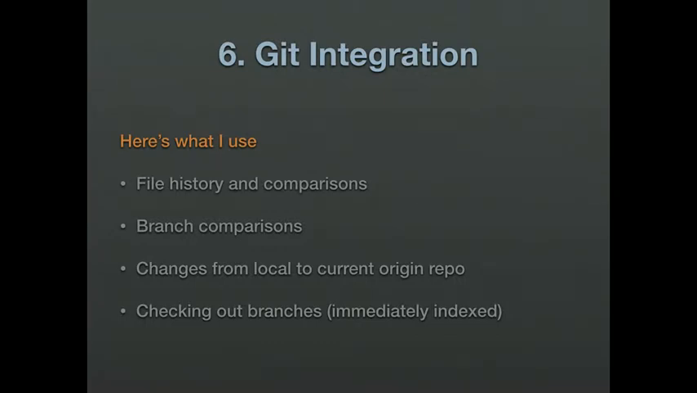So number 6 is the Git integration. So PhpStorm has integration for a lot of VCS systems. Git is the one that I use the most. It's always fastest. I still actually use the command line because I find that that's faster. But where I do use PhpStorm for Git is to look at file history and comparisons. You could compare between branches. You could change from local to the current origin repository. You could see what changes are different. And you could check out other branches.